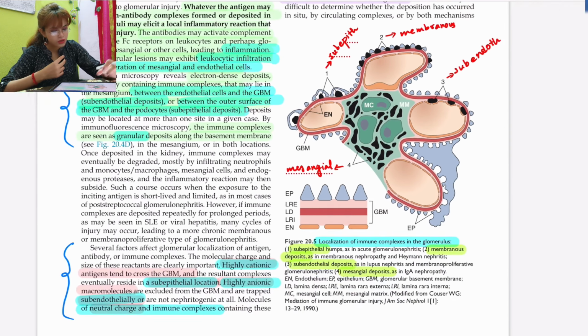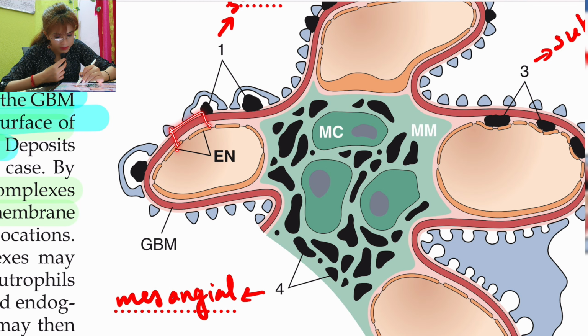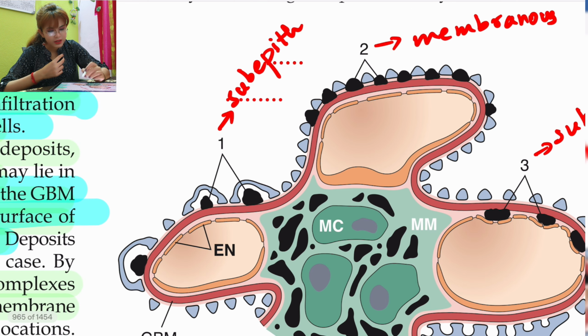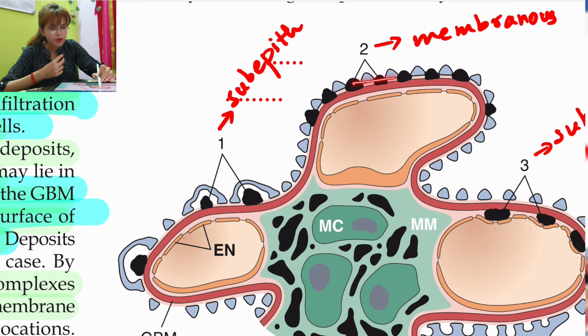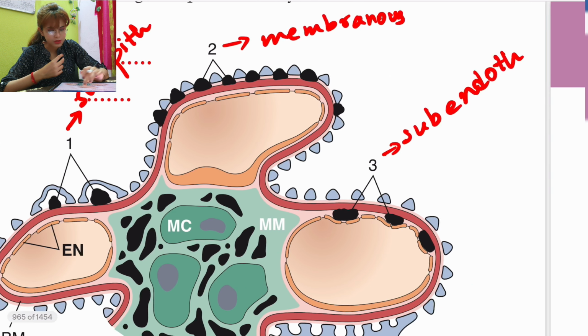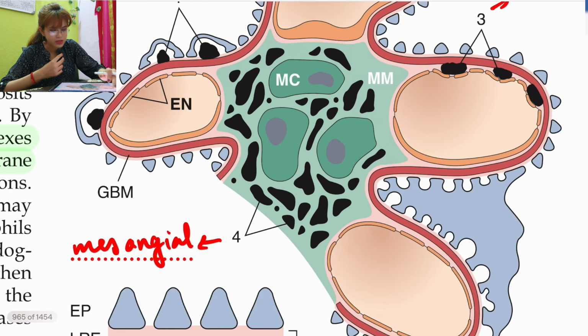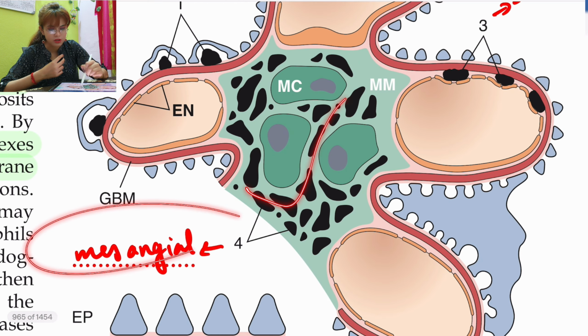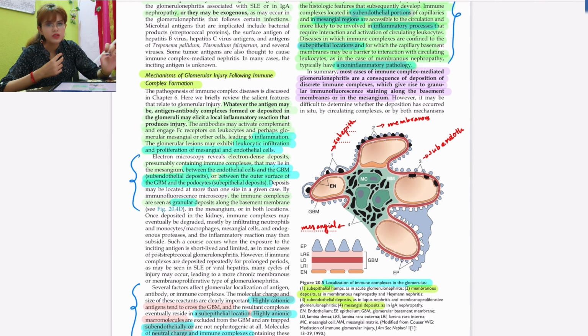So I'll just show you this particular diagram. You can see that this is basically the basement membrane. The outer is the epithelial side and inner is the endothelial side. If this is the basement membrane, then what will these deposits be? These deposits will be subepithelial. And on the membrane, when we have deposits, it is going to be membranous deposit. And on the inner side, when you have these deposits, it is going to be subendothelial deposits. And if you have them in the mesangium, it's going to be mesangial deposits. Okay, so these are basically the positions, and you must remember which comes under which.